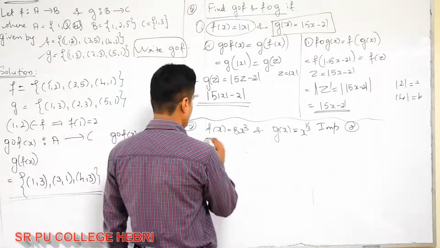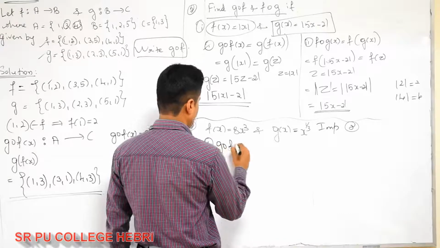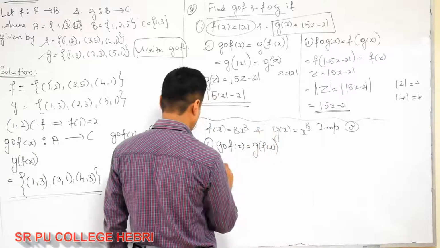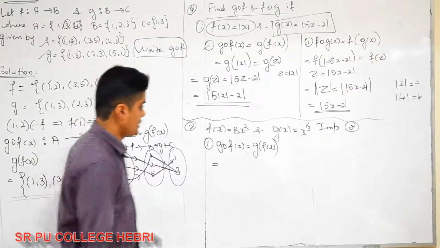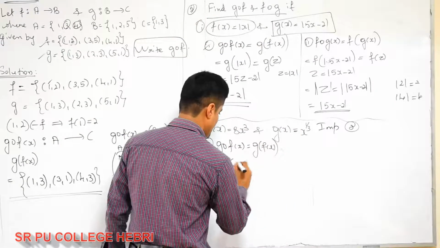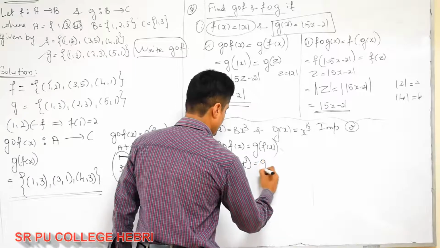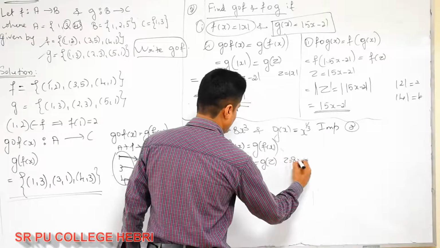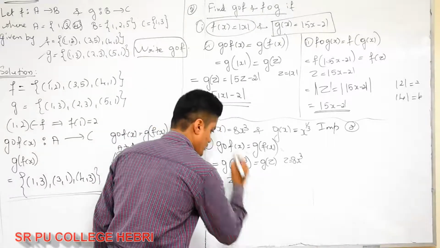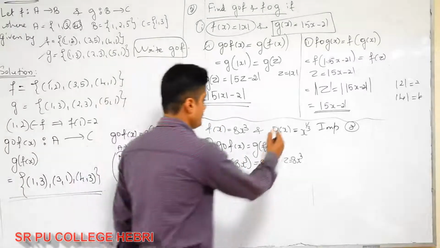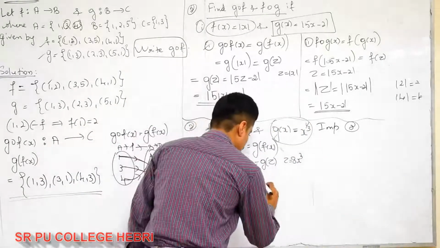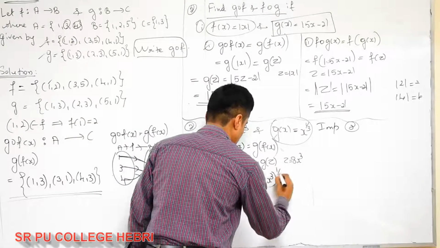Okay, so first case, g of f of x. Usually students make mistakes here, so observe carefully. g of f of x. What is f of x? Okay, f of x is 8x³. As usual, you take it as z, z is equal to 8x³. So what is g of z? g of z will be z to the power 1/3, correct? Because g of x is x to the power 1/3. So what is g of z? z to the power 1/3. Z is 8x³, correct? Whole to the power 1/3.